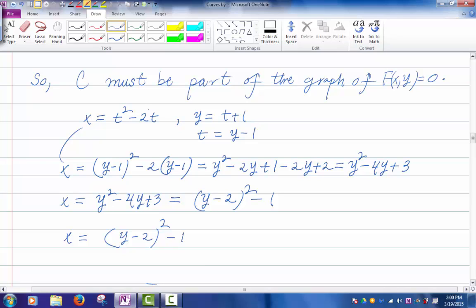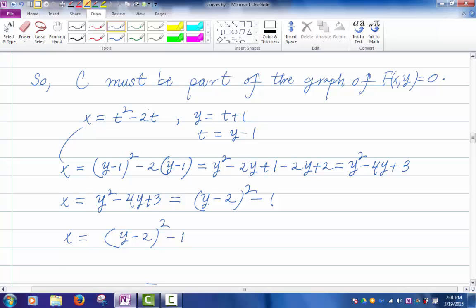Okay, now if I change the role of x and y, you know exactly what's going on, right? Suppose I have y equals (x minus 2) squared minus 1. Do I know what the graph is? It's a parabola opening upward with vertex given by this and this. But now, it's x equals to that. So x is a function of y, right? So it's going to be a parabola opening to the right.